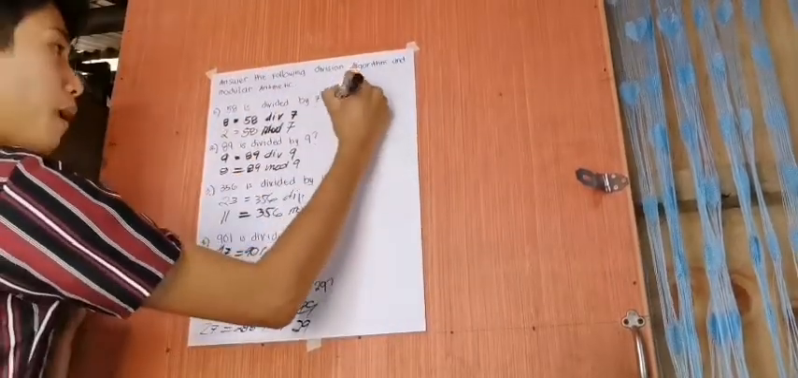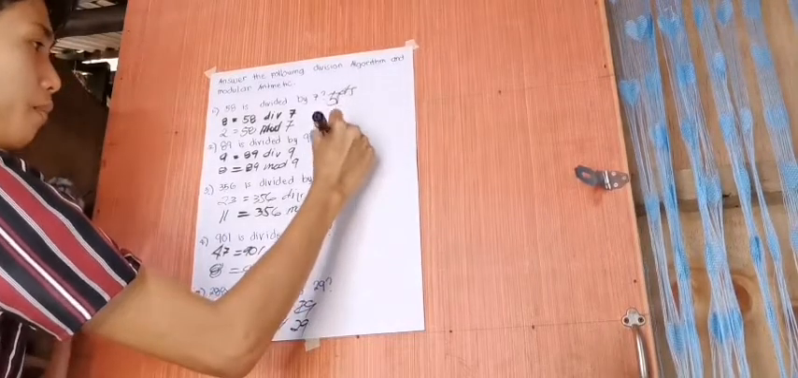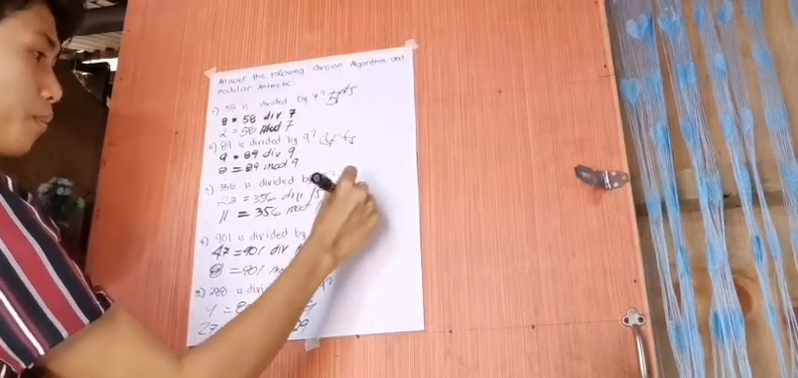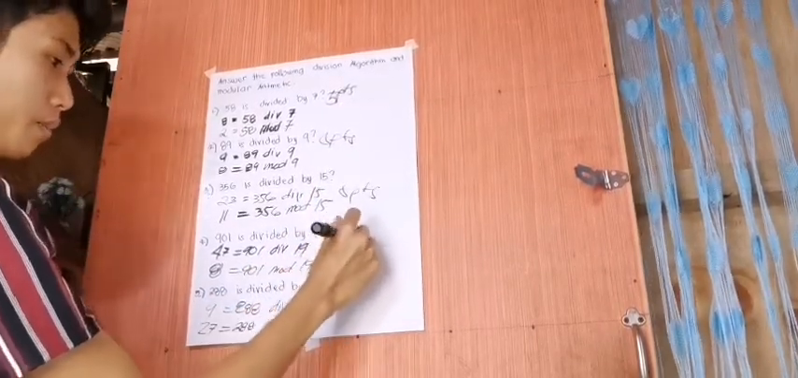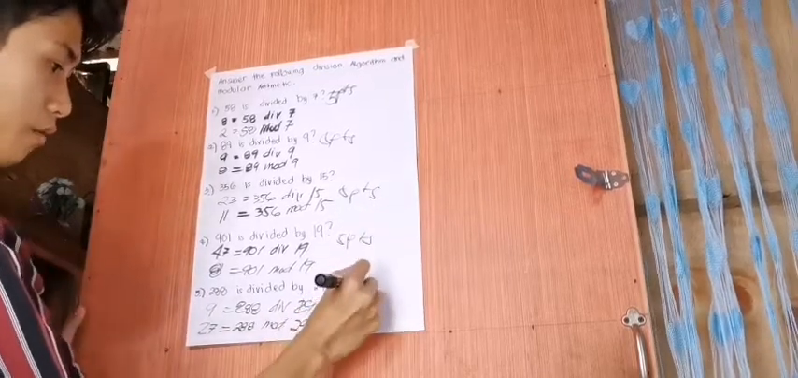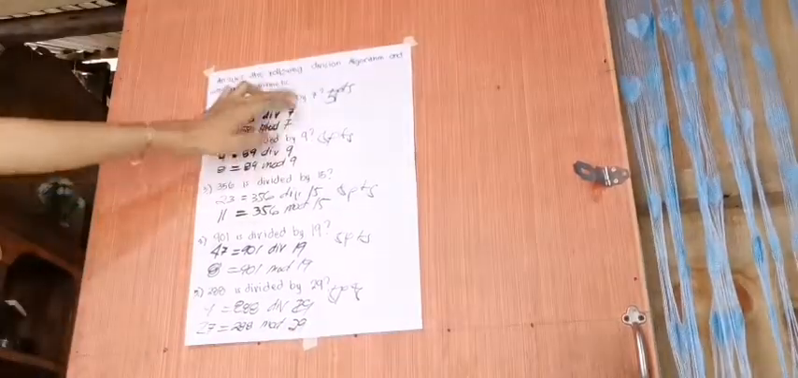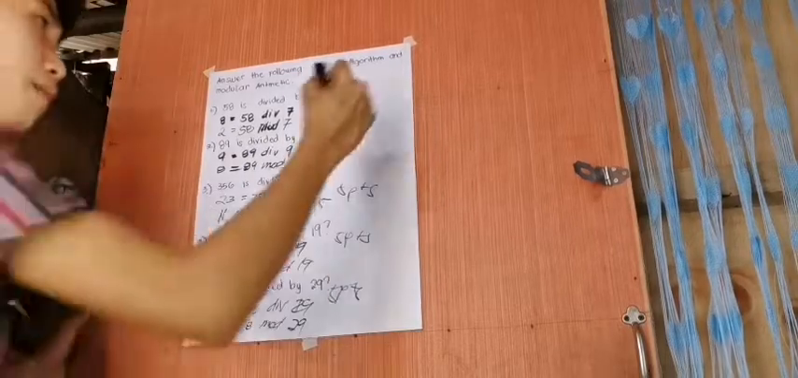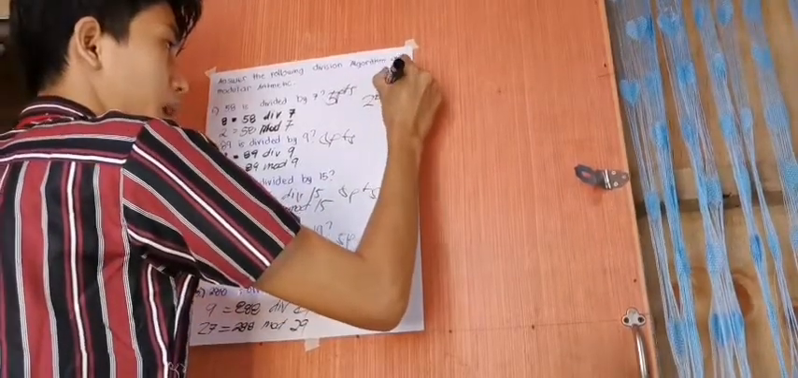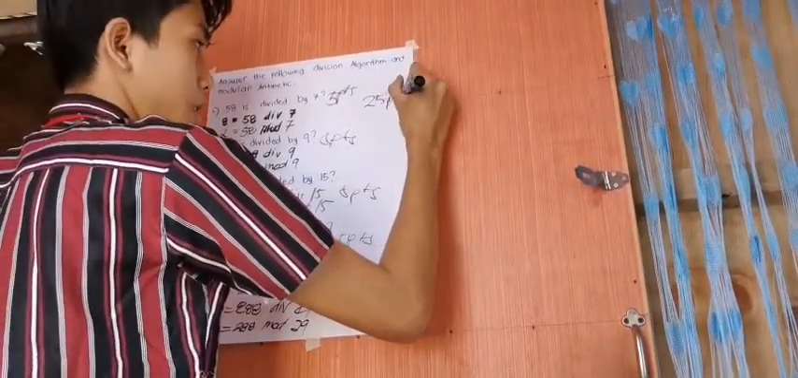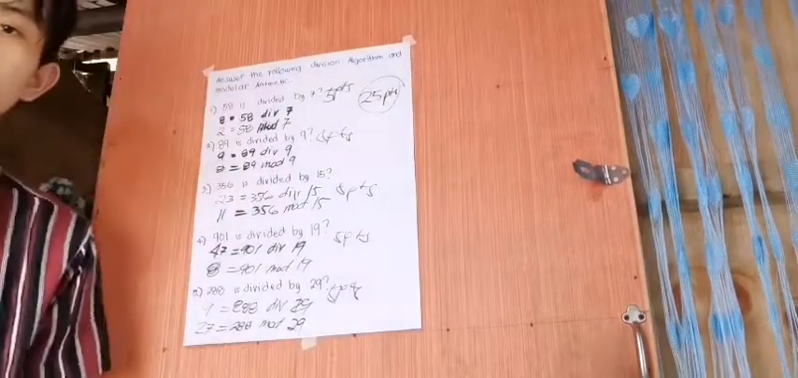If you got it correct, you have 5 points for each item. So all in all, 5, 10, 15, 20, 25, you got 25 points all in all.